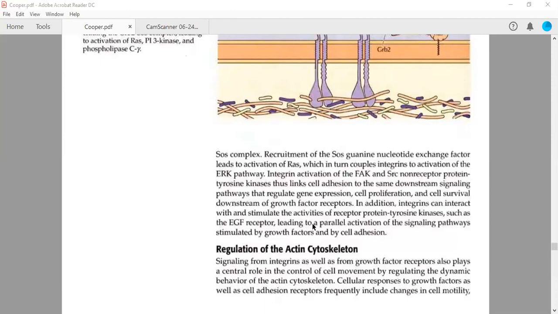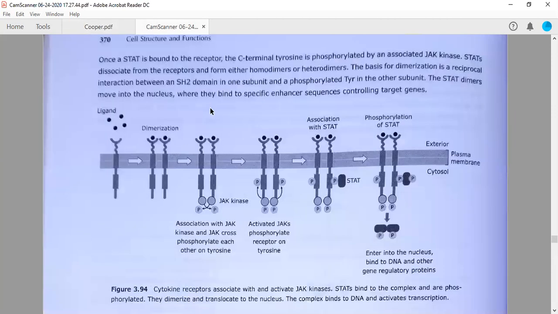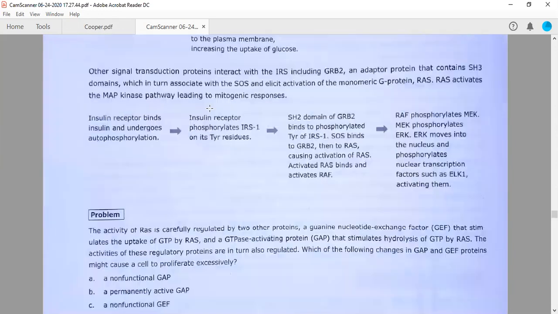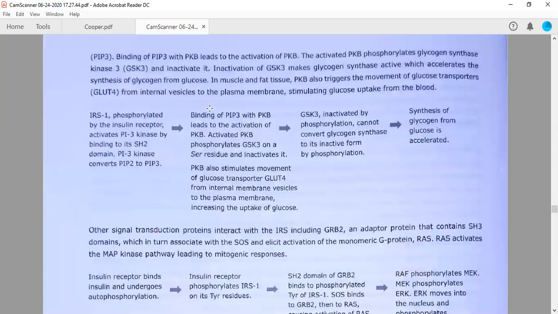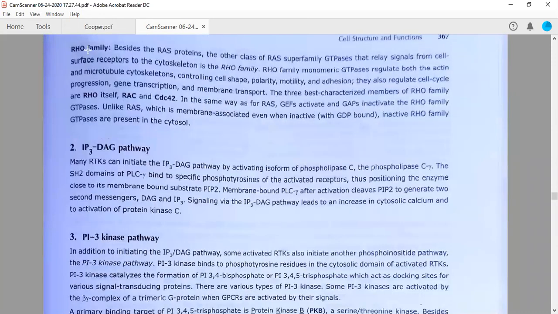As you can see from here, there are three families of Rho family kinases. You also studied this from your Pathfinder. Actually, they were talking about three types of kinases. If you do not remember, I will lead you to this particular discussion. This is called the Rho family, and it is given in the MAP kinase pathway. Besides RAS proteins in MAP kinase, the other class of RAS-related GTPases has three families: Rho itself, RAC, and CDC42.